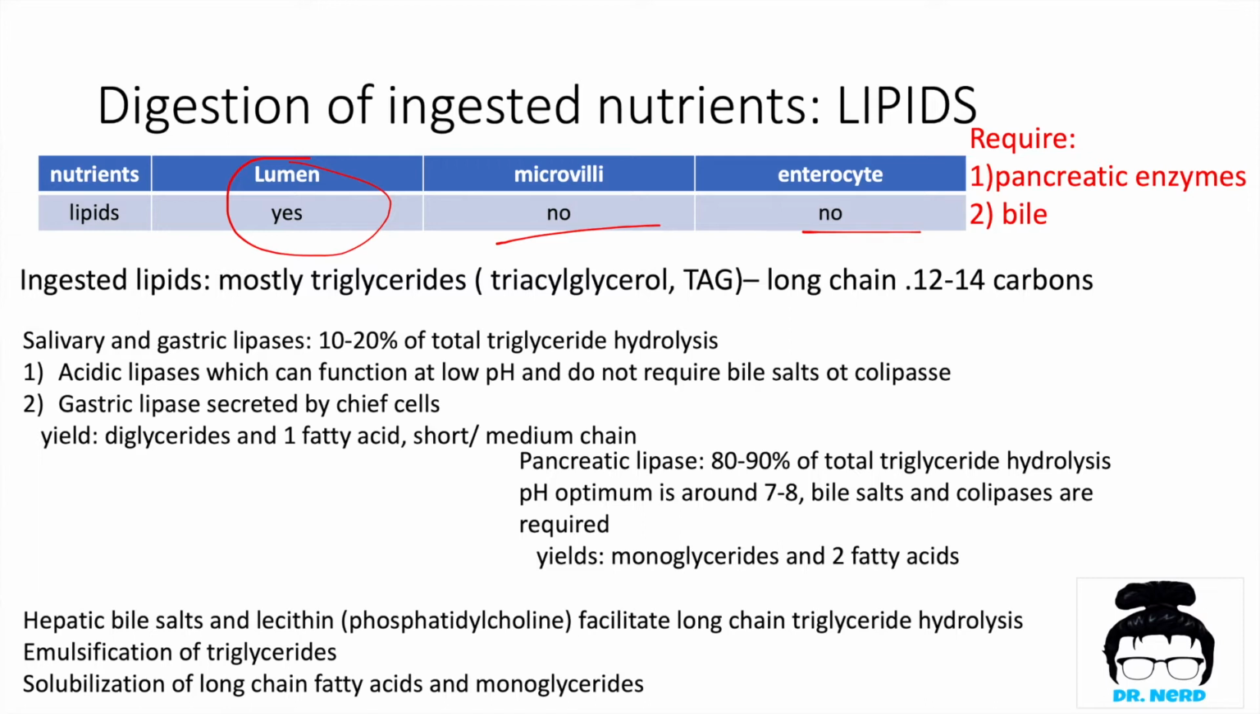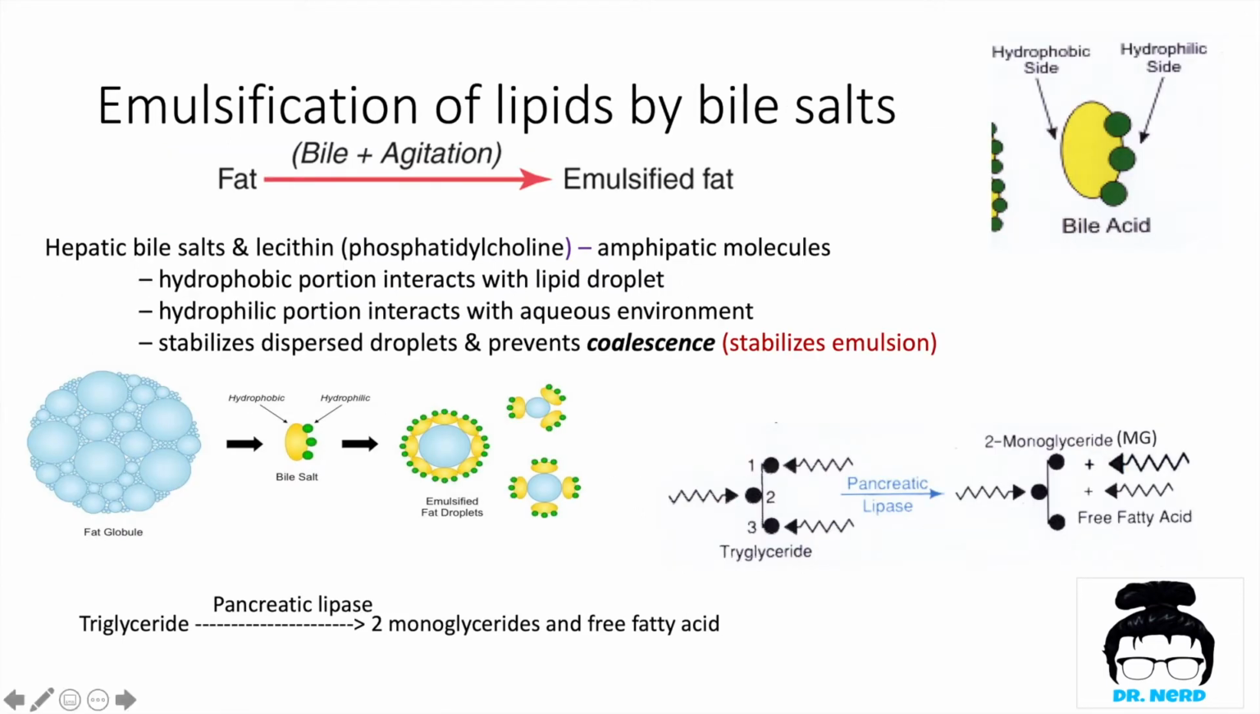And then the bile salts and the lecithin are used for facilitating long-chain triglyceride hydrolysis and emulsification and solubilization of triglycerides and long-chain fatty acids and monoglycerides. How does emulsification of lipids by bile salts take place? You have a fat molecule, it becomes emulsified fat by what? By bile. Now let's see what a bile salt or a bile acid looks like.